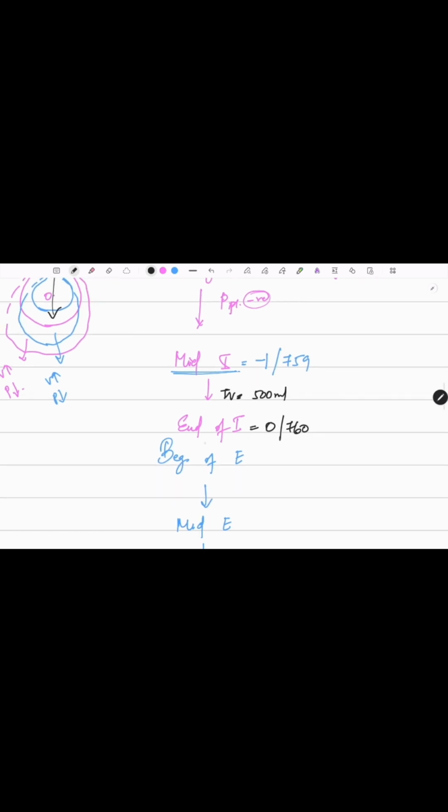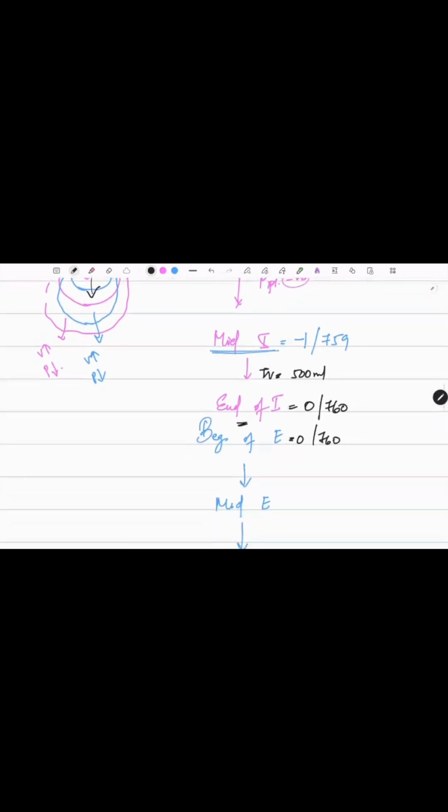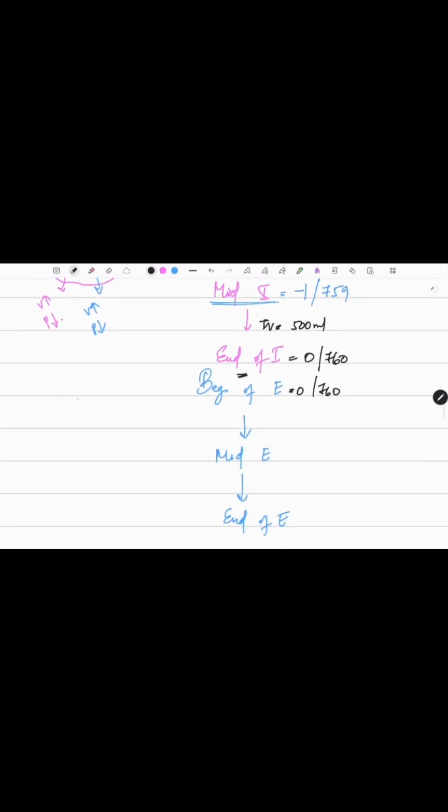So the end of inspiration means we are going to begin the expiration. So the same pressure, 0 or 760 mmHg. Now, as we already said, everything will go back. The pleura will go back, the alveoli will go back. So this is the original position. This is the alveoli. The space has decreased. The volume decreased. It contains the air, so the volume decreased, the pressure increased.